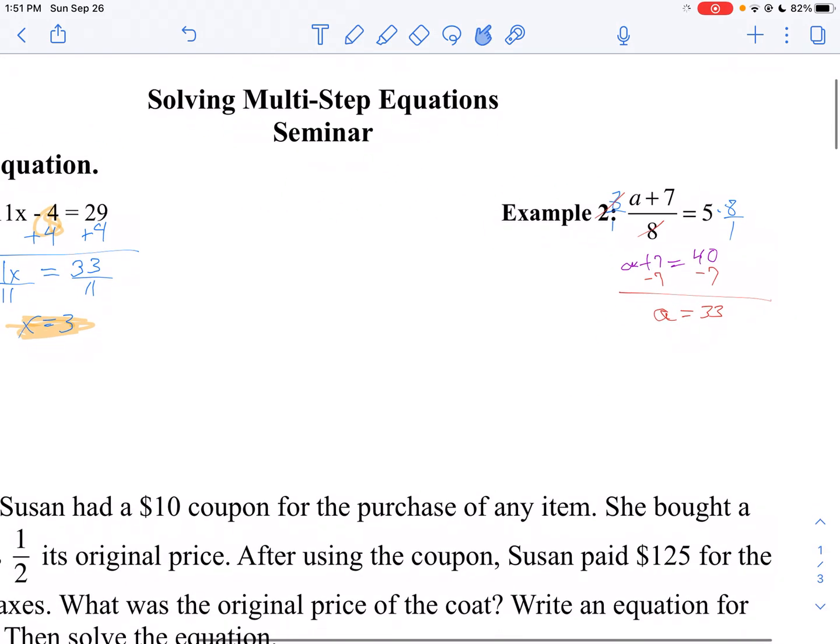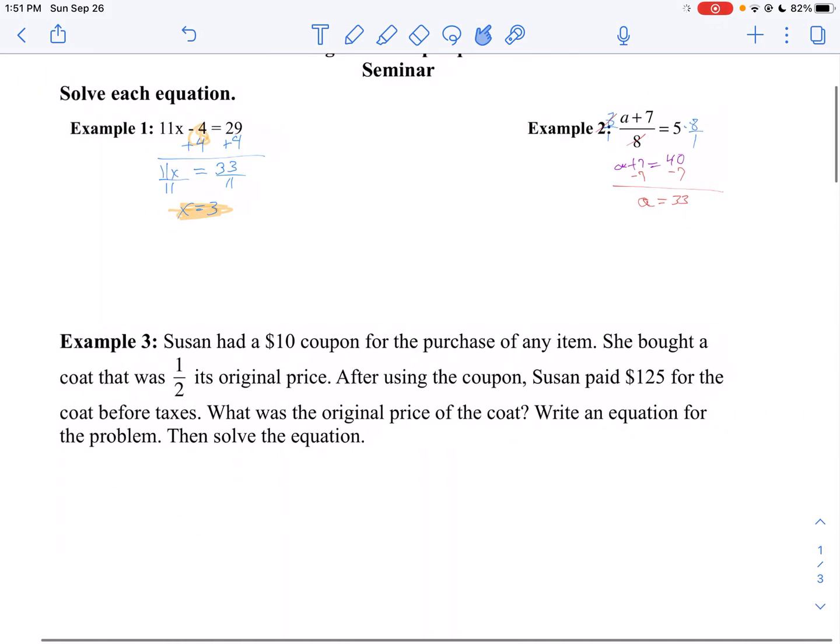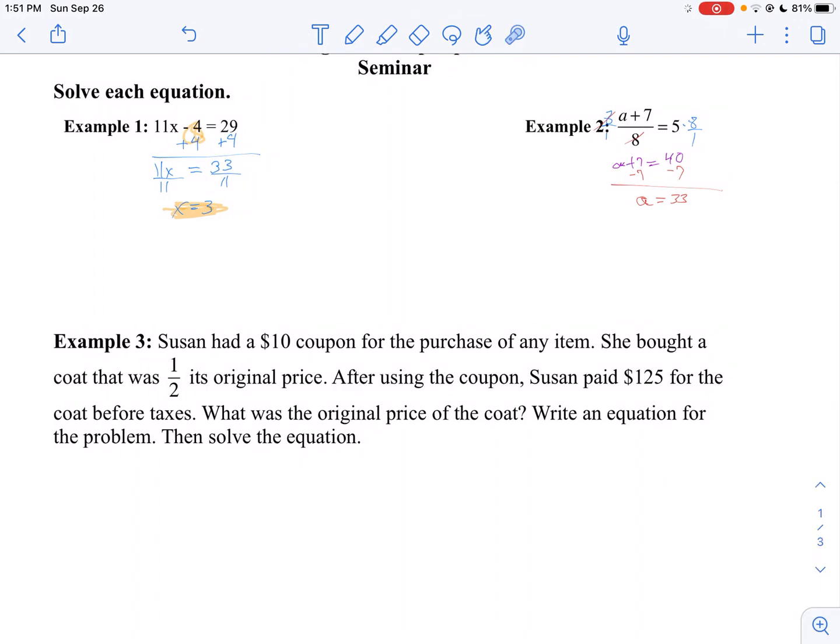Let's take a look at an application problem here. It says Susan had a $10 coupon for the purchase of any item. She bought a coat that was half off its original price. After using the coupon, Susan paid $125 for the coat before taxes. What was the original price of the coat? Write an equation for the problem, then solve it. So I want you to write the equation. Don't just give me the answer. I've got to see the equation on this one.